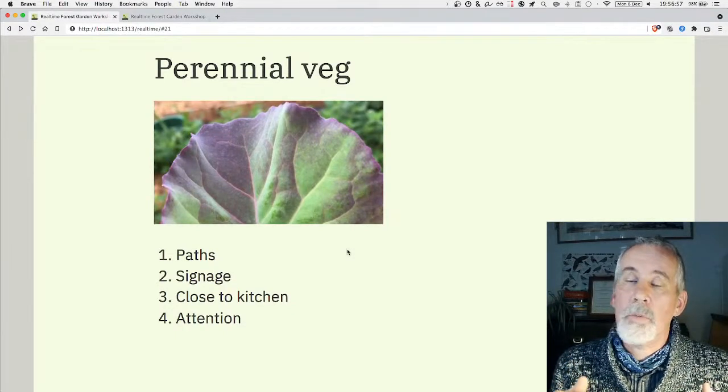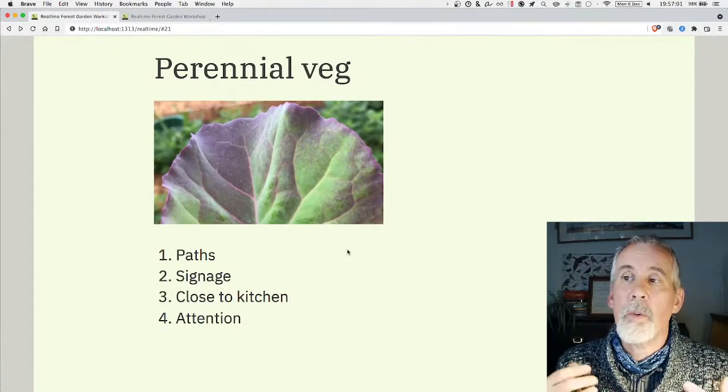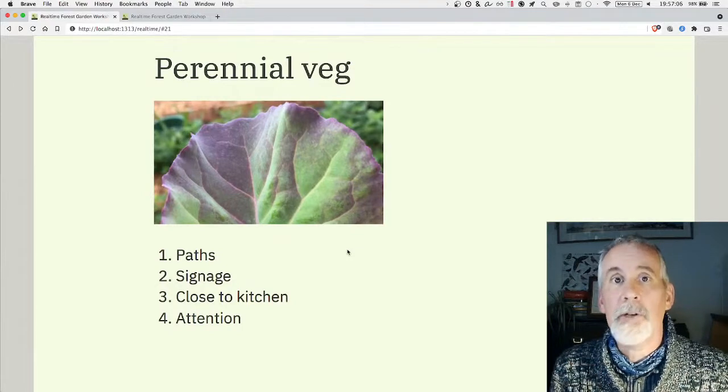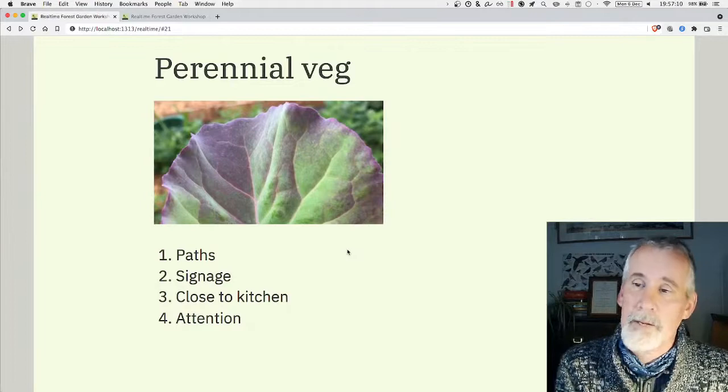And then signage as well, because if you're using perennial vegetables that you're not familiar with, if you don't know what they are, then you won't eat them. And if you don't eat them, there's no point growing them. So if you put a sign on them, you know what they are, then you can go and look them up, and other members of your family can go out and pick them as well.